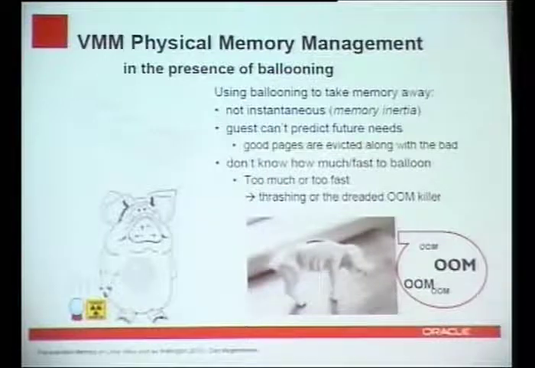First, ballooning is not instantaneous, something some people call memory inertia. You can't just take memory away from a guest. You think of it as a device driver model. The device driver asks for memory. It may or may not get it. Generally, it will, but sometimes it might not. And it might not get it very quickly. So sometimes it might not get it at all. This is because, as we talked about earlier, every OS is always using all of its memory for something it thinks is useful. So it's got to throw away some memory. And to do that, it needs to predict the future about what memory it's going to need and what memory it's not.